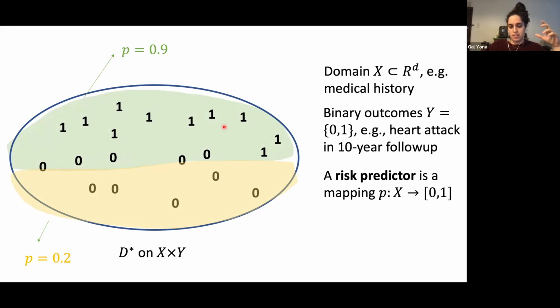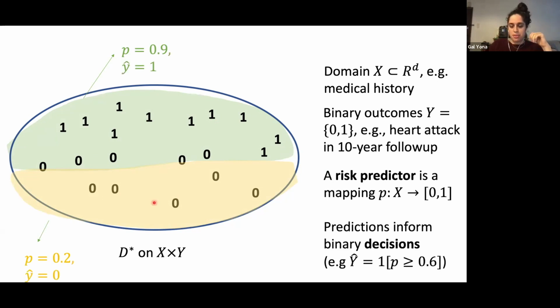And I'm interested in learning or reasoning about risk predictors, which formally are mappings from this domain X to the interval 0, 1. So in this example, everyone at the top is receiving a prediction of 0.9, and everyone here is receiving a prediction of 0.2. And we'll be thinking of setups where these predictions end up informing some binary decisions. For example, everyone whose predicted risk is larger than 0.6 receives some kind of resource, maybe extra medical attention from their doctor. So here all the green people receive a prediction of 1 and all the yellow a prediction of 0 because they're below the threshold.